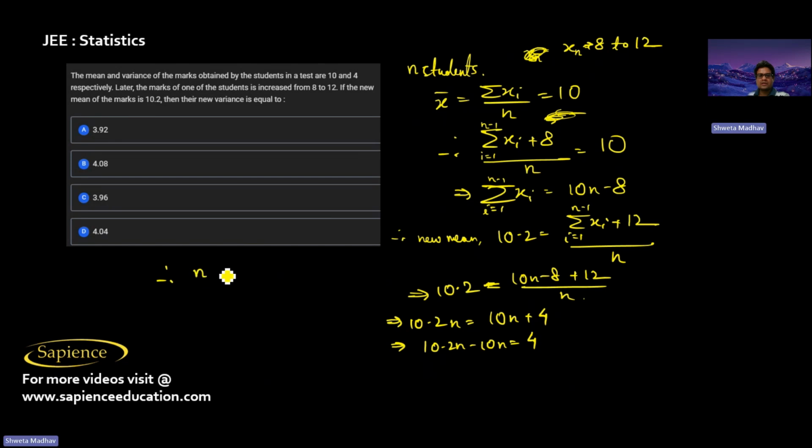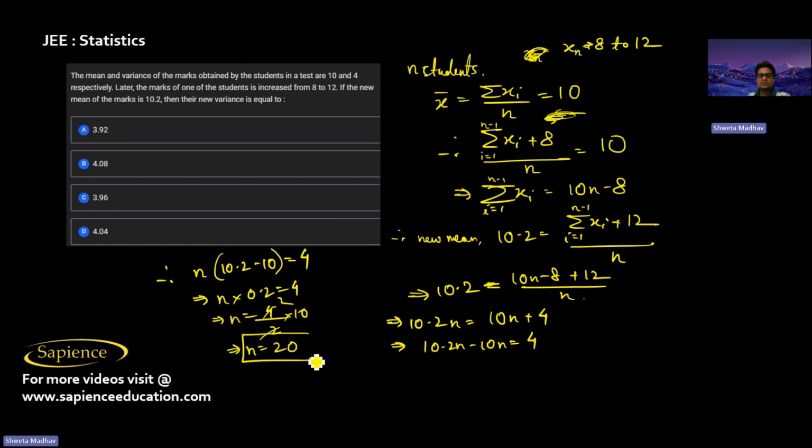Now n into (10.2 minus 10) equals 4. So n into 0.2 equals 4, so n equals 4 by 0.2, which is 20. So there are 20 students. Previously the variance sigma x square was 4, and the new variance has been asked.